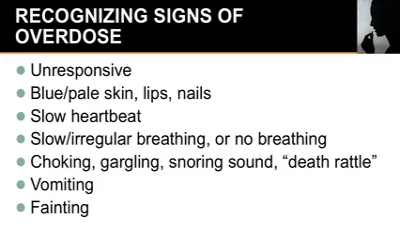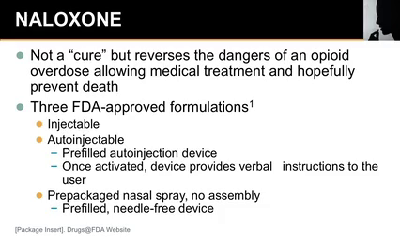Some people get this choking or gargling sound that we call a death rattle, and that may also be a sign of overdose. Sometimes people vomit, but not often, though it's something to keep in mind. Make sure that you recognize the signs of an overdose, and understand that naloxone is not necessarily a cure. It certainly reverses the dangers of the opioid, but we really need to call 911 as well.